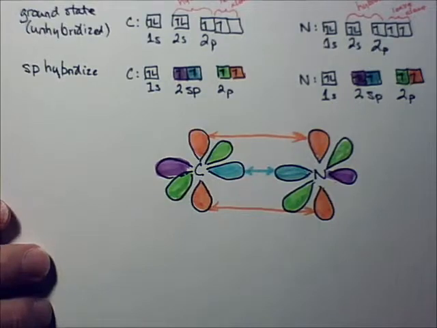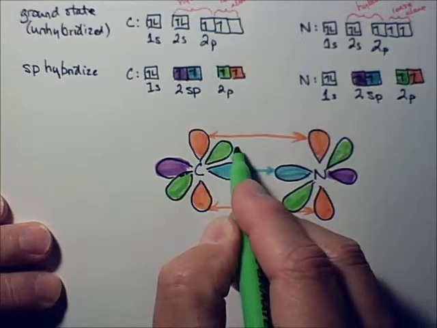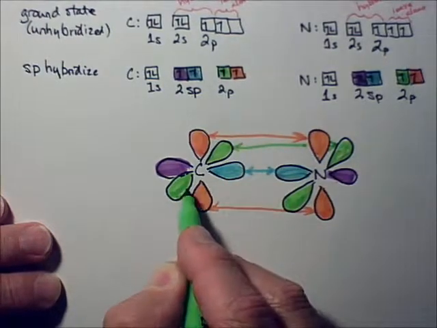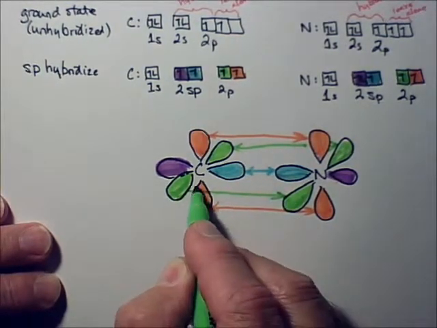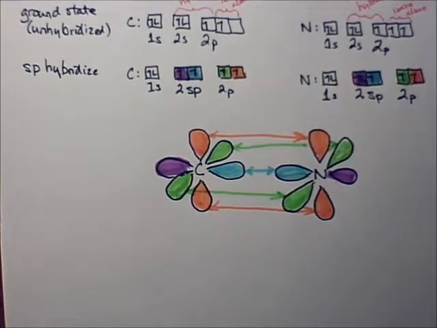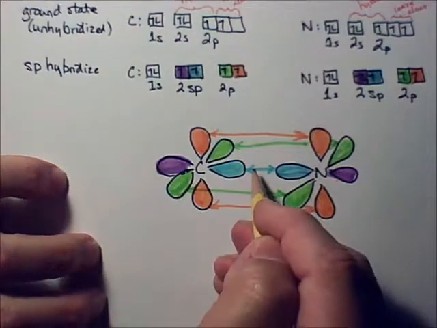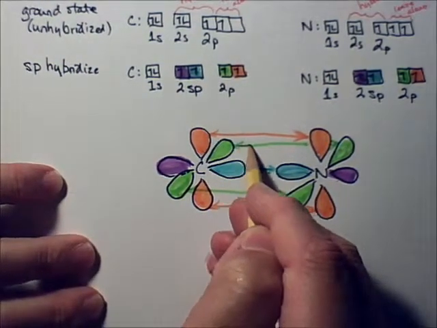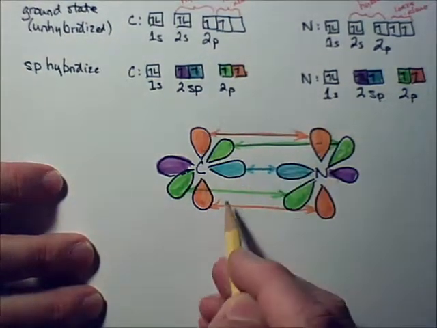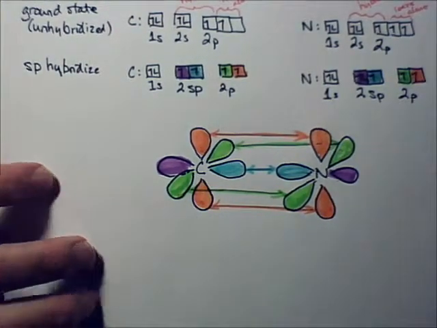You don't like that? Well, whatever. Alright. Then here's another one. Here's another set of p orbitals. So those are going to join together too. Alright? You get what's going on? Kind of, sort of. So these are joining up. These are joining up. And these are joining up here. Okay?